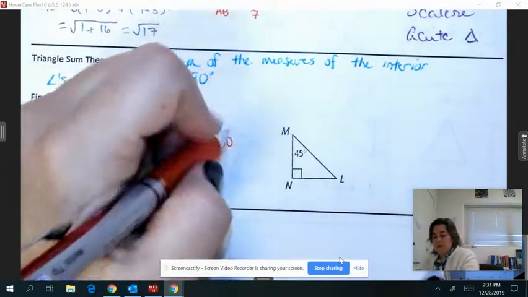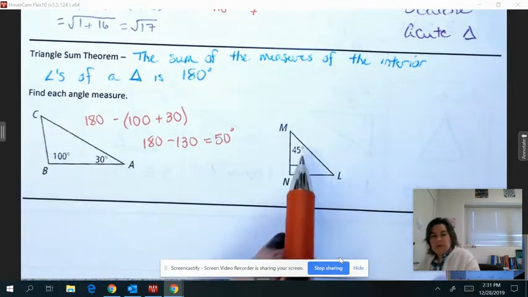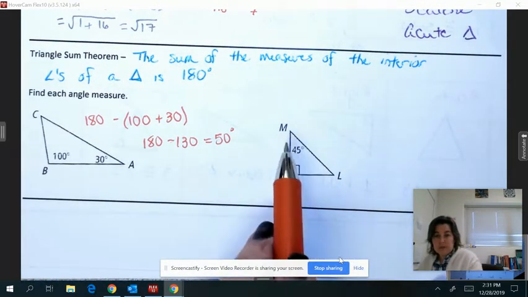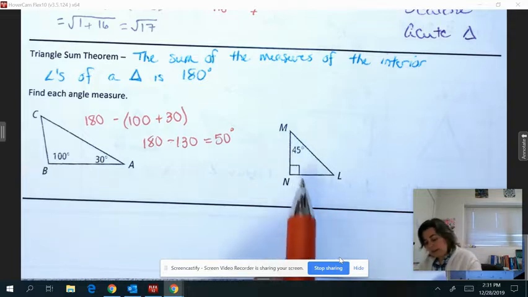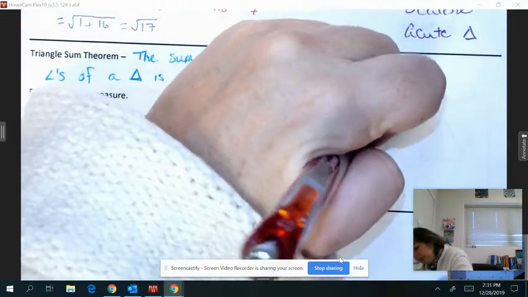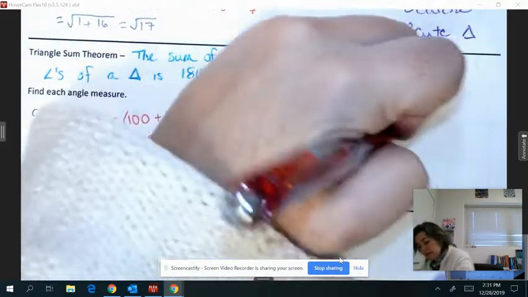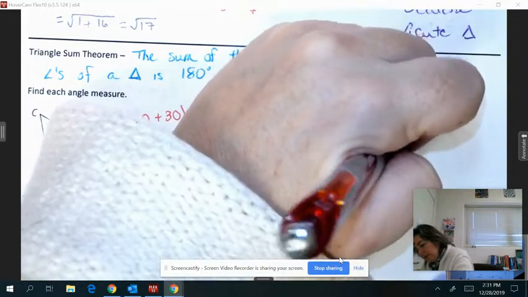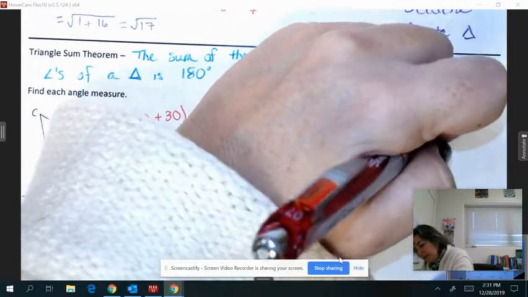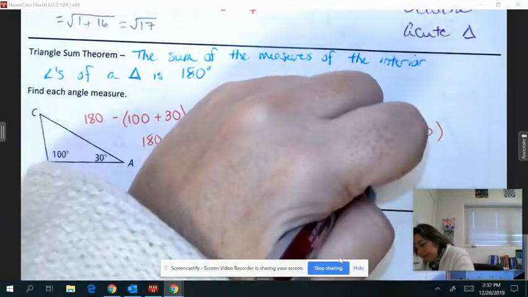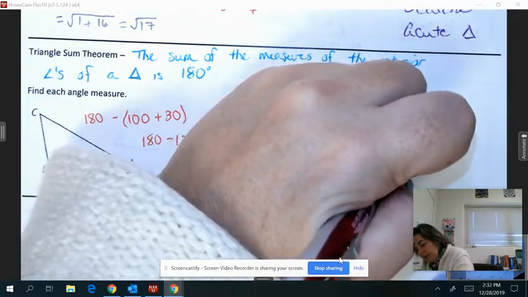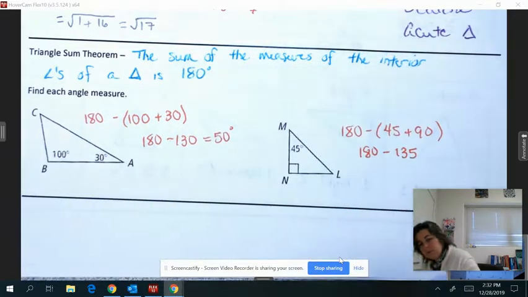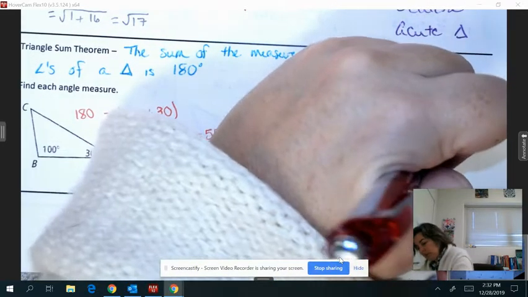Okay. For this one, we know two of the angles. This is 45, that one's 90. So you can do the same thing. Do 180 minus the two angles that you have added up. 45 plus 90. So that's 180 minus 135, which is 45.